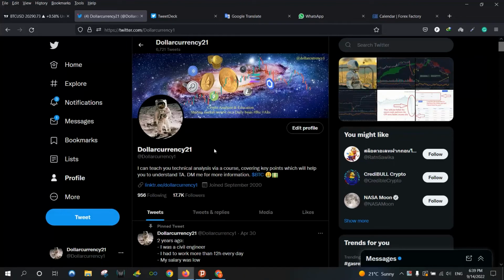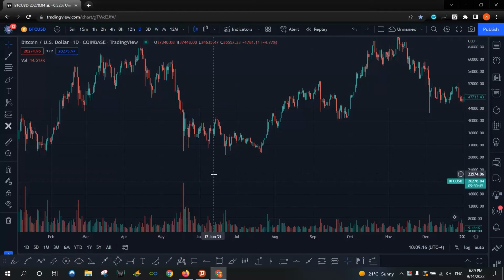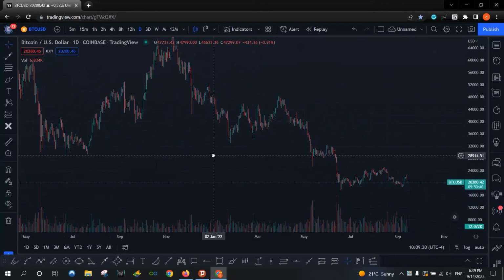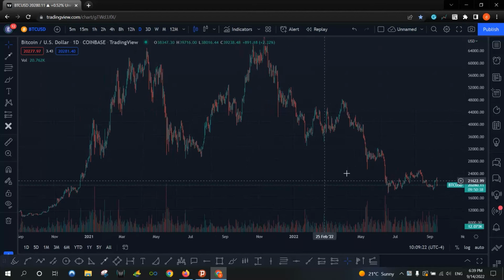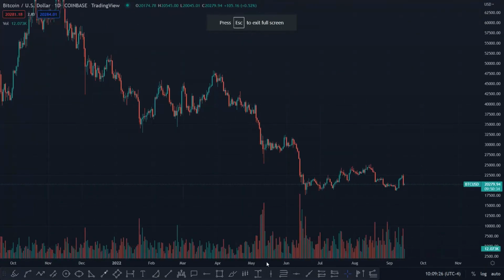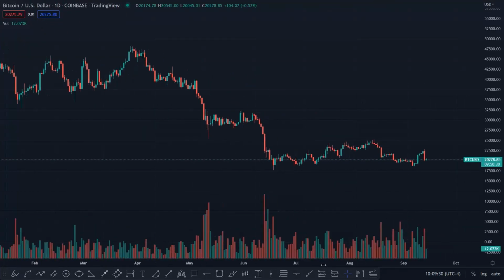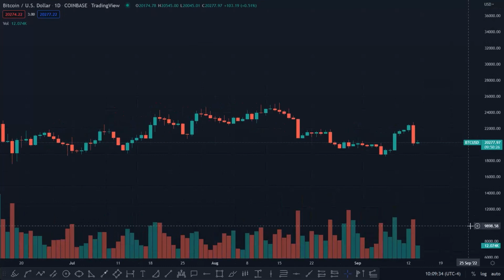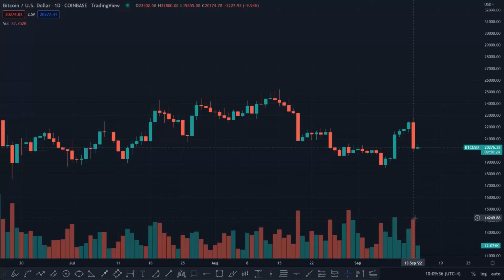Okay, let's go into the charts and talk more about the volume. As you can see, this is the chart of Bitcoin in the daily time frame. In the last session we talked about the volume indicator at the bottom of your screen. We are currently in the daily time frame, so each of these bars means the total amount of buy and sell orders in this specific period of time.